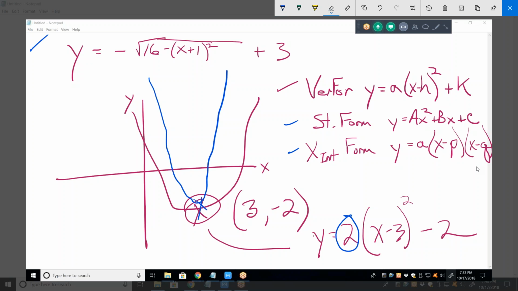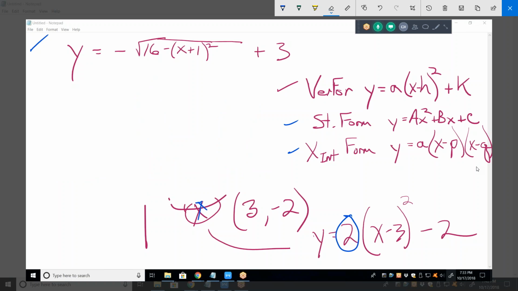Let me erase some of this stuff so that I have a little room to write. Which format does this look like it's in?